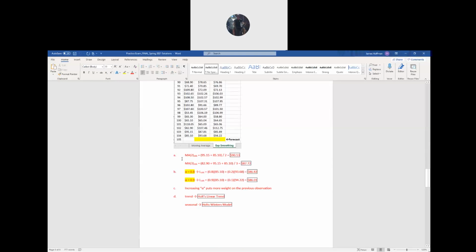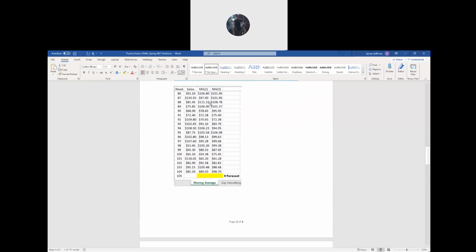Okay, so week 103 sales was 95.15 plus week 104 sales was 85.10. Divide that by 2 to get a moving average of 2. And your forecast for week 105 by just averaging the last two would be $90.13.